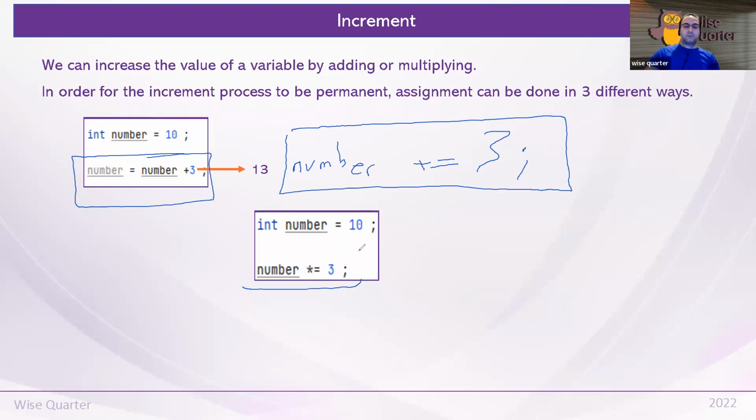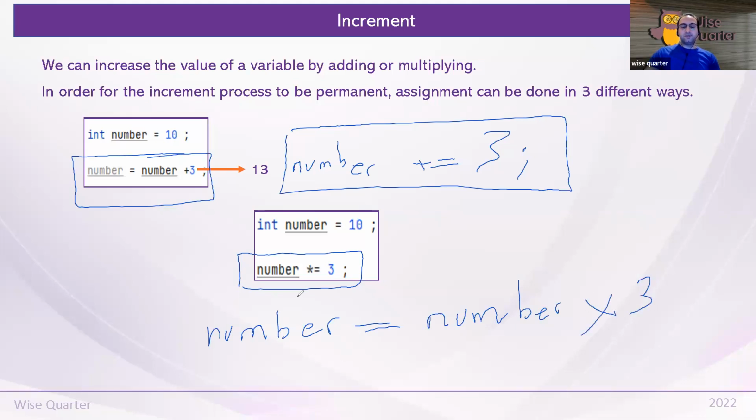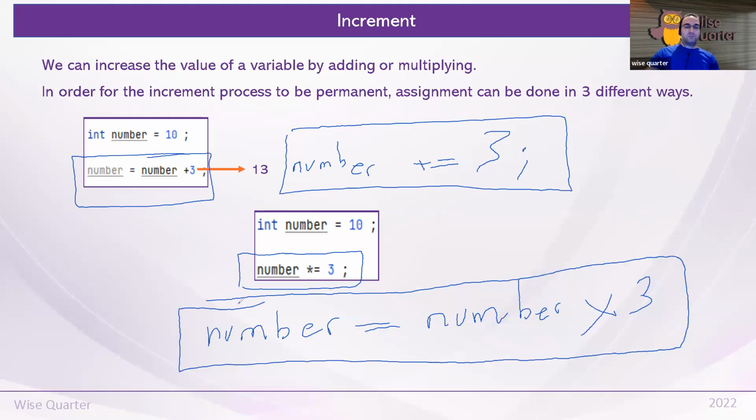Here it is doing the same thing. Actually, it is like number equals number times 3. It is the same thing, as you can see. It is saying multiply number by 3. When you write it like this, it takes longer space in the coding, but it's not important. Don't worry, they are the same. You can use whichever you prefer, but if you want to look like a professional, you should use it like this. But don't worry about it.